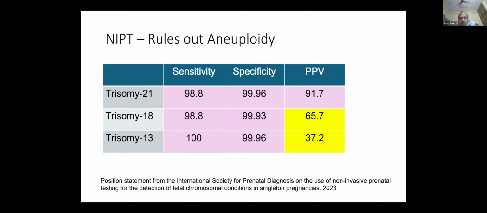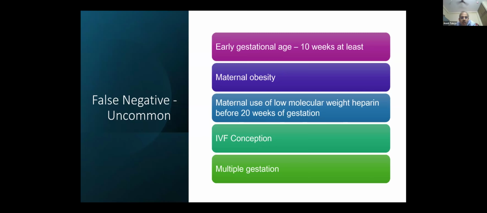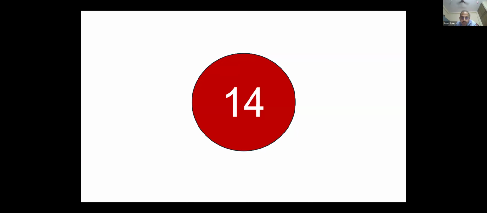So if with NIPT we are getting a positive result for trisomy 13 or 18, we must confirm it anyway because the positive predictive value is less. Some causes of false negative tests are early gestation, if we do it before 10 weeks, or obesity, multiple pregnancies, IVF conception, or the mother being on low molecular weight heparin. So these are a few causes. Next question.